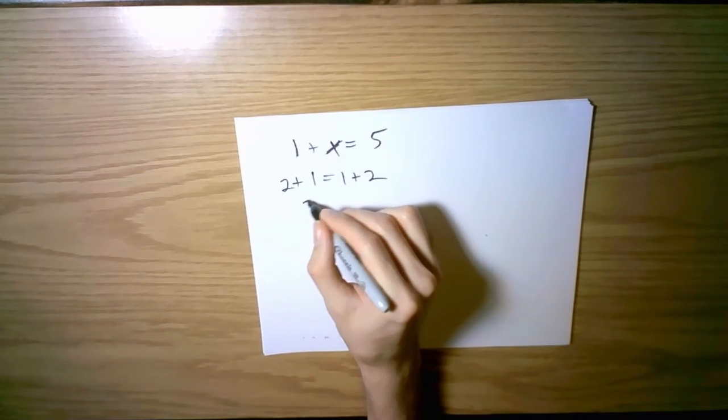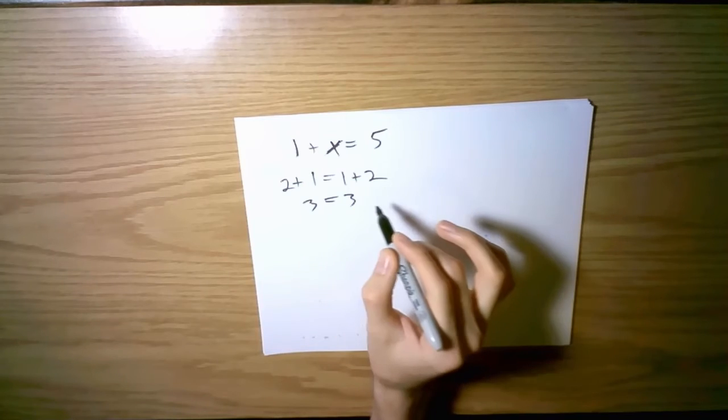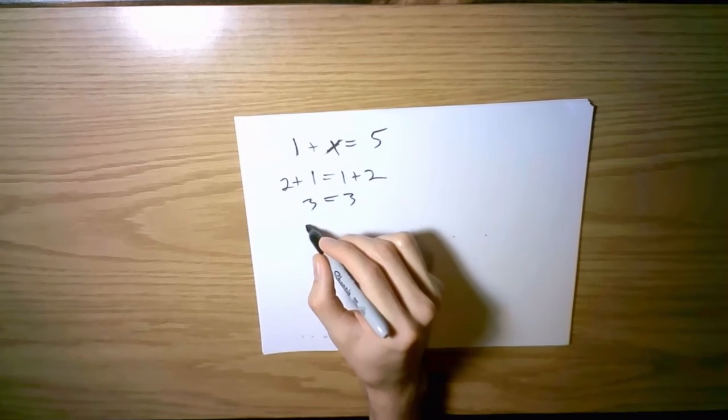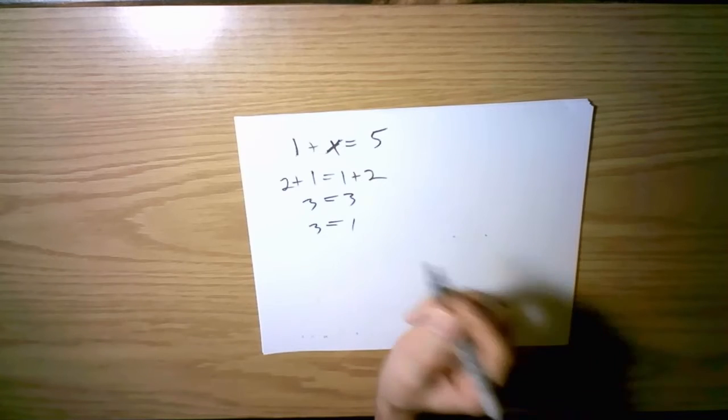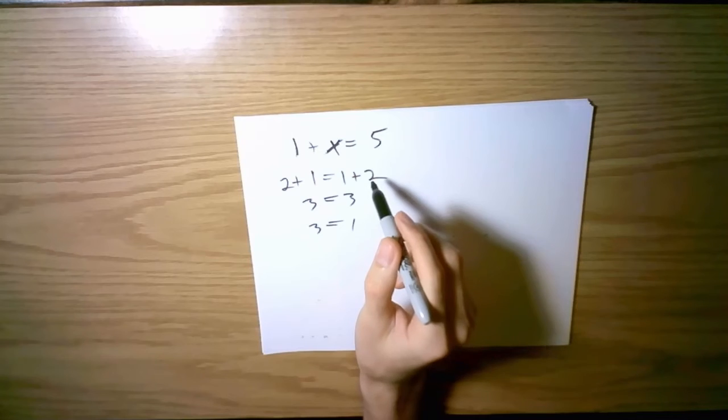Plus 2, 3 equals 3. That's true, so that's good. So what we figured out is we can add 2 to both sides and it'll still be true. What if we just add 2 to one side? You'll just get 3 equals 1. That's not true. So if you add anything to it, you have to do it to both sides.